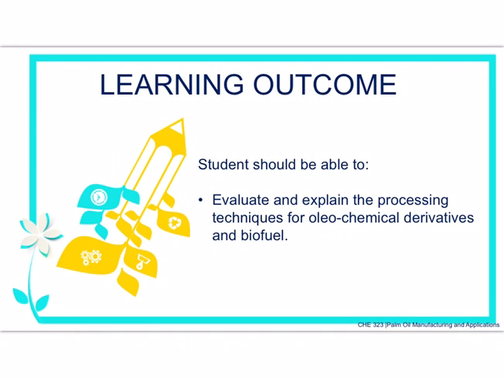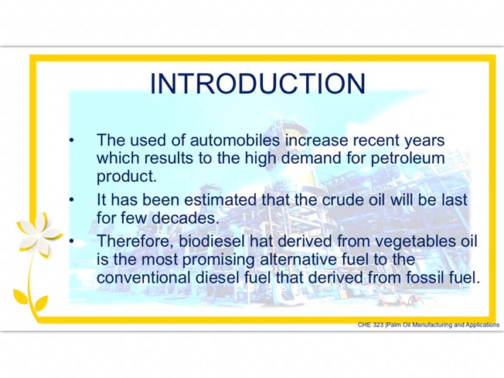So in this chapter, students should be able to evaluate and explain the processing techniques for oleochemicals, derivatives, and biofuel. Okay, what is biofuel? So we know that in this country, we have produced biodiesel. So what's the use of this biodiesel? The production of biodiesel actually depends on the demand that has been created a few years ago. The number of vehicles in this world keeps on increasing, so the demand for petroleum also keeps increasing.